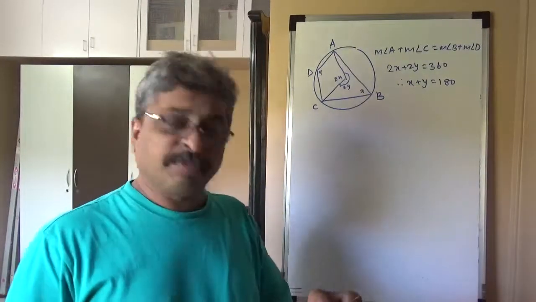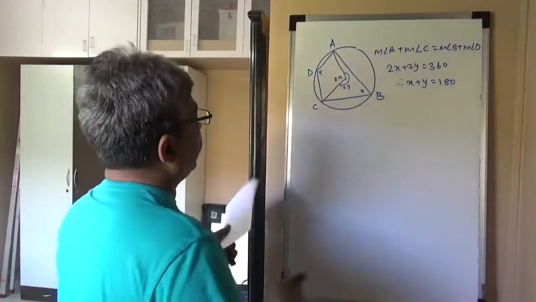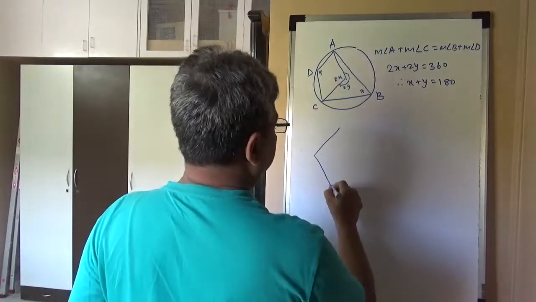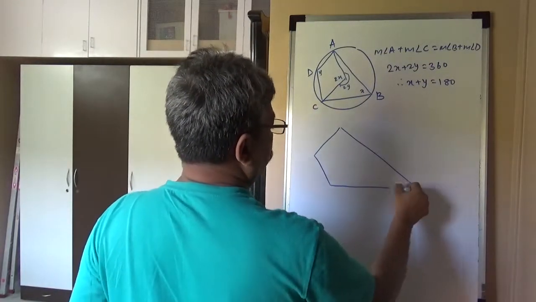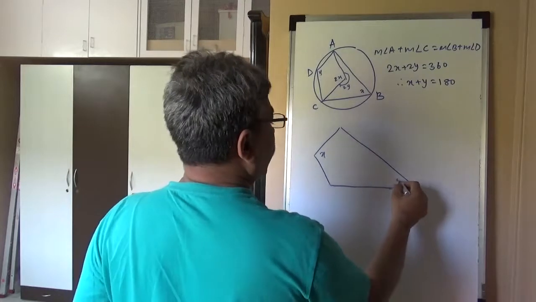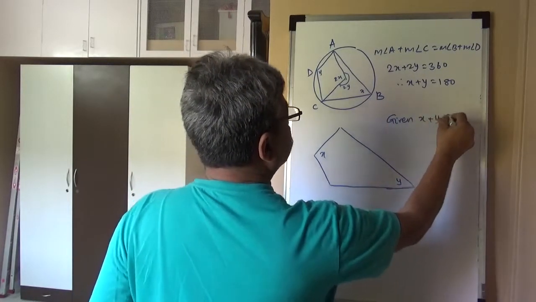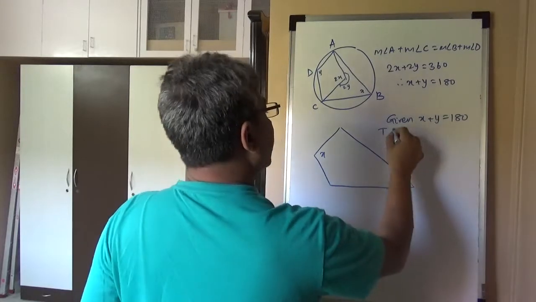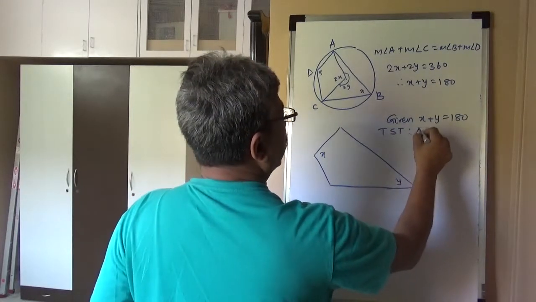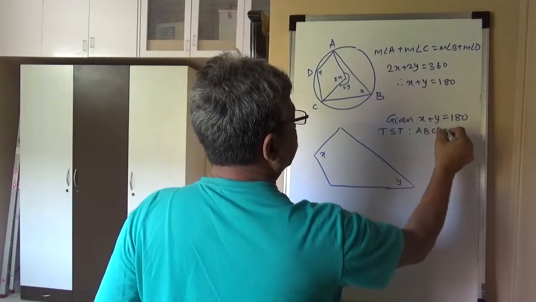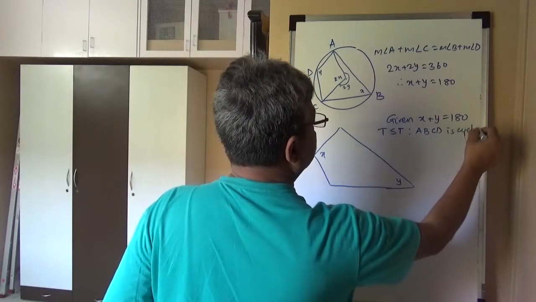Now, the converse of this. Suppose I have a quadrilateral whose measures X plus Y, given X plus Y is equal to 180, to show that ABCD is cyclic. Converse.